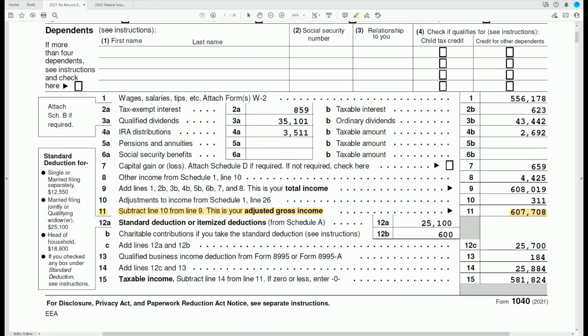So after total income has been reduced by these adjustments to income, we naturally arrive at adjusted gross income, commonly called AGI. This number is really important since it'll be the starting point to determine the impact of healthcare subsidies and Medicare surcharges, also called IRMAA. Line 12a shows whether the taxpayer claimed the standard or itemized deductions.